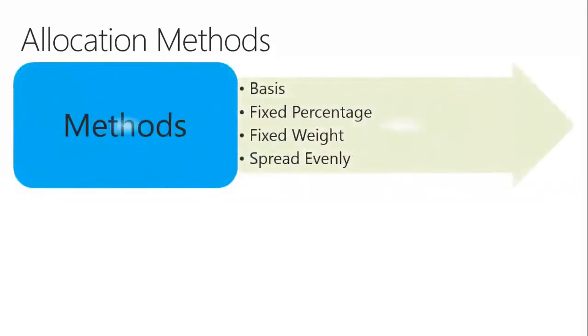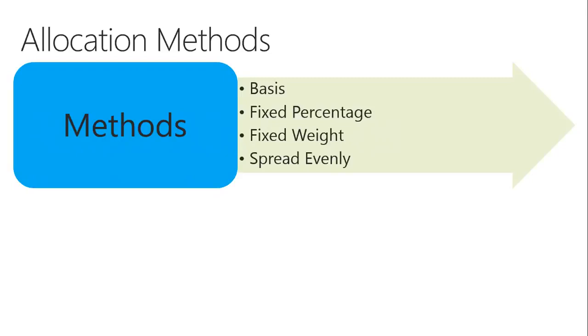First of all, we have the allocation method, which is of four types: basis, fixed percentage, fixed rate, and spread evenly. If you specify the first, which is the fixed percentage, it will allocate all the expenses in that particular proportionate percentage. Next is fixed weight. That will automatically distribute the amount in the proportionate ratio.